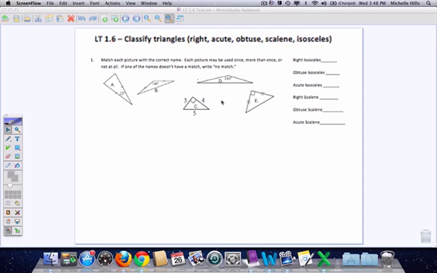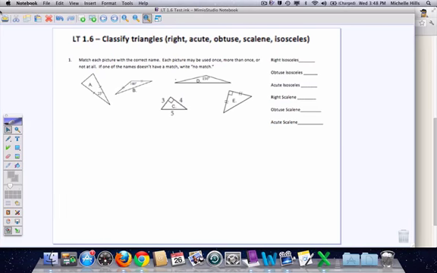So learning target 1.6 on the Unit 1 test is really just knowing not only the terminology but the notation for triangles. I need to match each picture with the correct name. It says each picture may be used once, more than once, or not at all. If one of the names doesn't have a match, write no match.